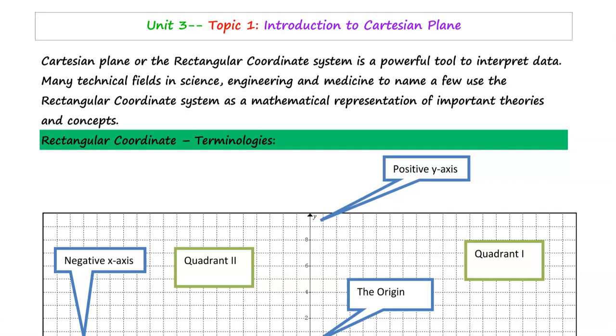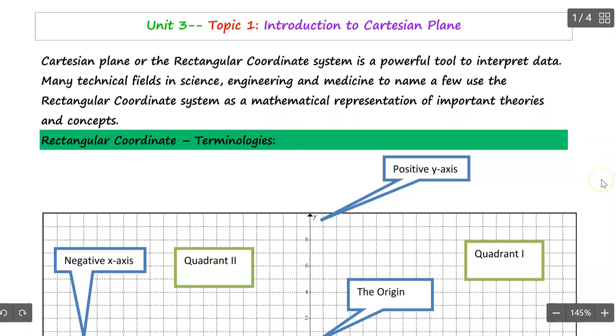Hello everyone. This video is about Introduction to Cartesian Plane. The Cartesian plane, or the rectangular coordinate system, is a powerful tool to interpret data. Many technical fields in science, engineering, and in medicine, just to name a few, use the rectangular coordinate system as a mathematical representation of important theories and concepts.